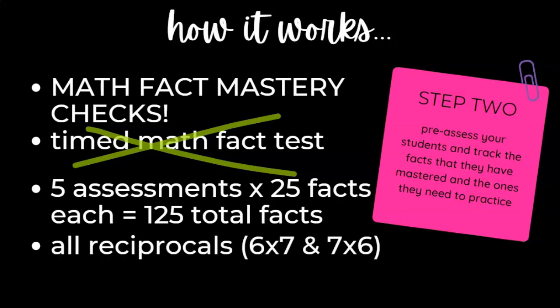Now, I do include all facts 1 through 12 with reciprocals, with the exception of 0 and 1, and there are only 1 of each of these. Because once you know that the student knows 1 times 4 equals 4 and 0 times 2 equals 0, then you shouldn't need to assess the rest of the 0 and 1 facts. But I definitely assess all of the reciprocals besides zeros and ones because sometimes students view 6 times 7 differently than they see 7 times 6.